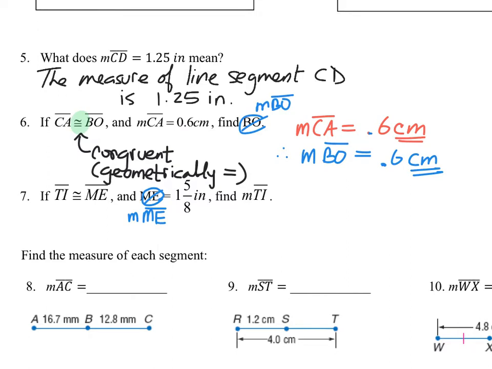All right, so along the same lines, we know TI and ME are congruent, so that means their measures are going to be equal, all right? Because we're talking about linear measurements, so the distances are equal. We're not talking about density or temperature, because with temperature one could be in Celsius and the other in Fahrenheit, like apples and oranges. Here, we're talking about a distance. There's no reason why we can't use the same units.